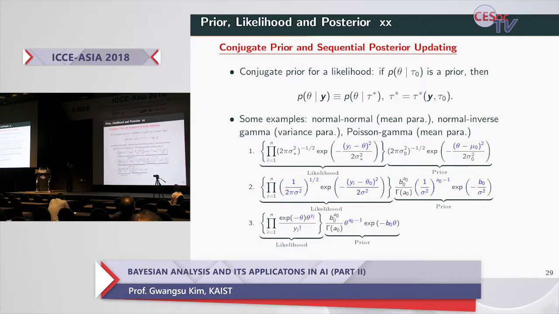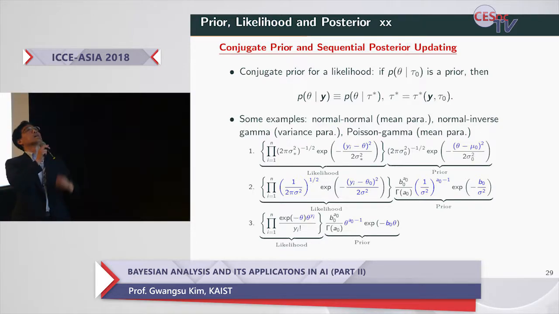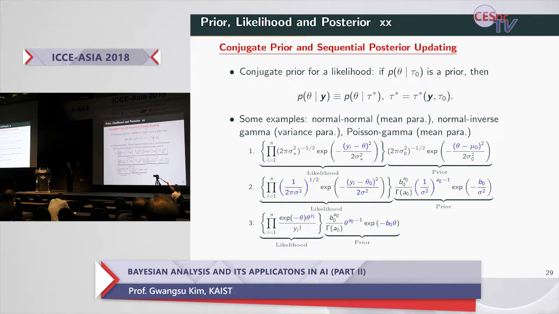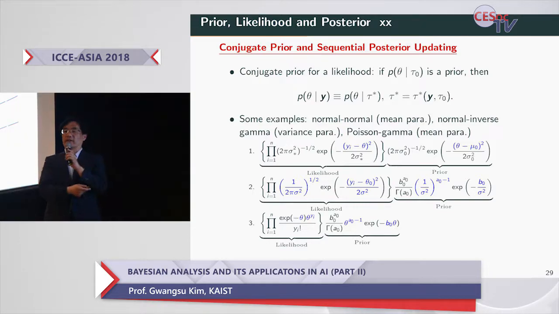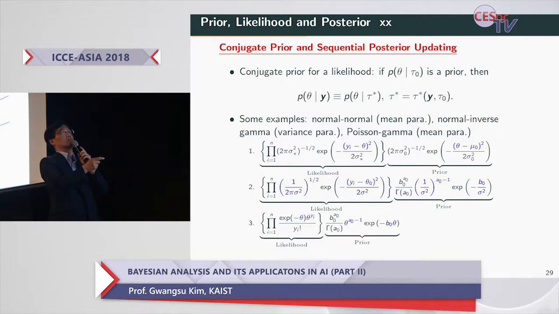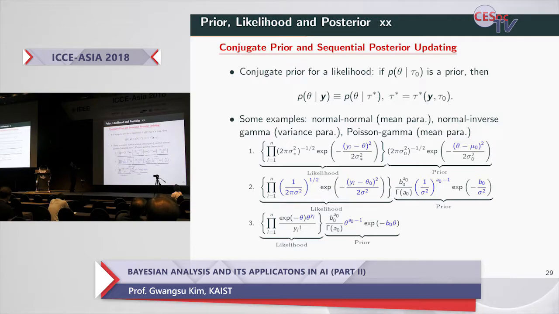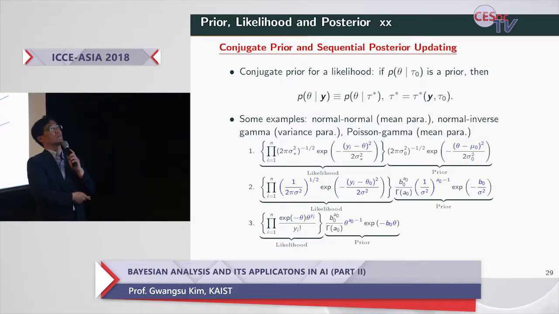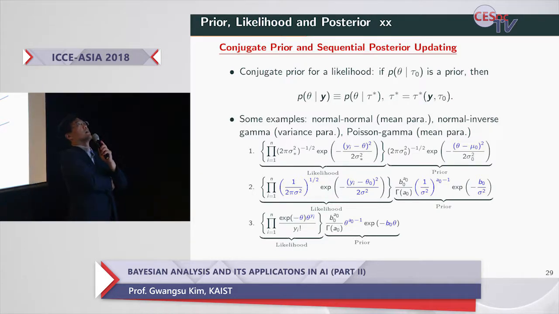Here, I introduce an important property of the posterior. This property is very, very important, and it can be used in many, many algorithms. It's the conjugate prior and the sequential posterior updating. A conjugate prior for a likelihood means that if the prior has the functional form P(theta given tau_0), then the posterior has the same functional form. It is a conjugate prior.